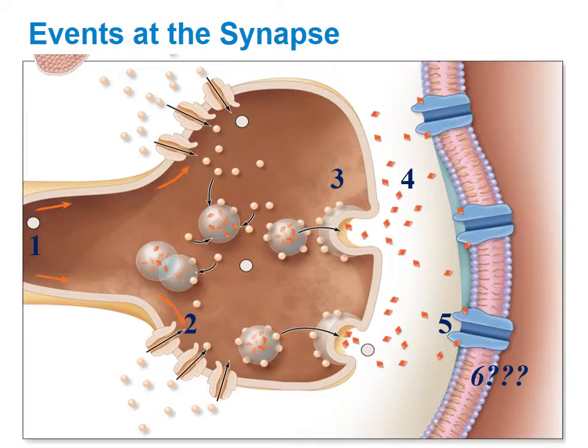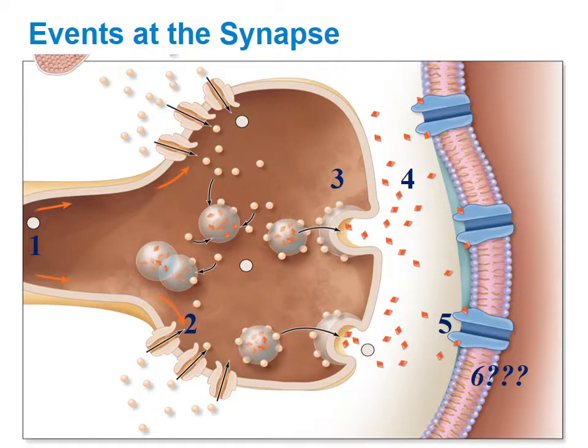Step 1. The action potential will travel down the axon through telodendria to the synaptic knob. Step 2. Here, the action potential will open calcium voltage-gated channels, and calcium floods into the synaptic bulb. This is the only place on a neuron where calcium voltage-gated channels can be found.